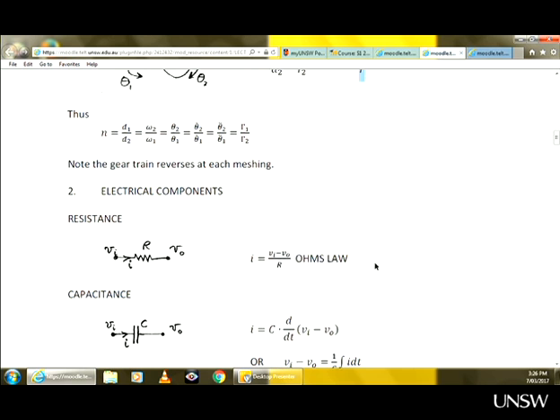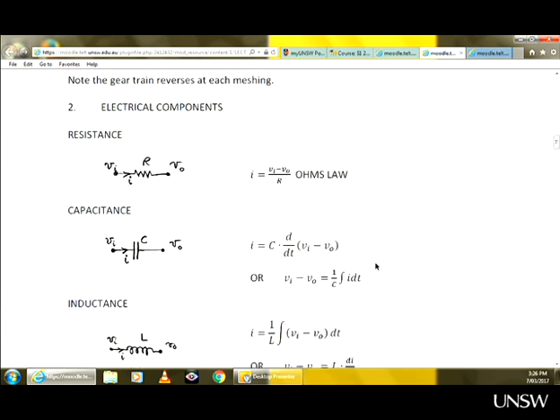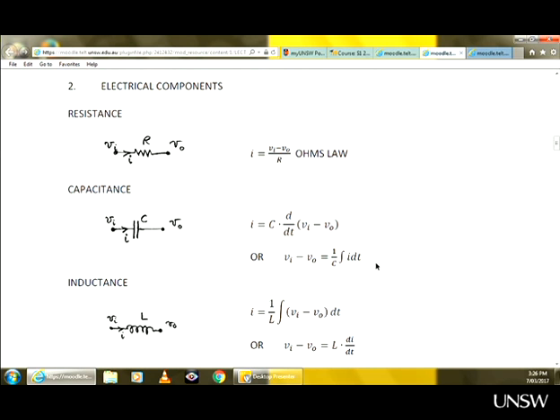Electrical components. We are going to deal with three electrical components in this course. One is resistance. The equation describing this particular component is here. The current through the resistor R will be proportional to the voltage difference divided by R, which is resistance.